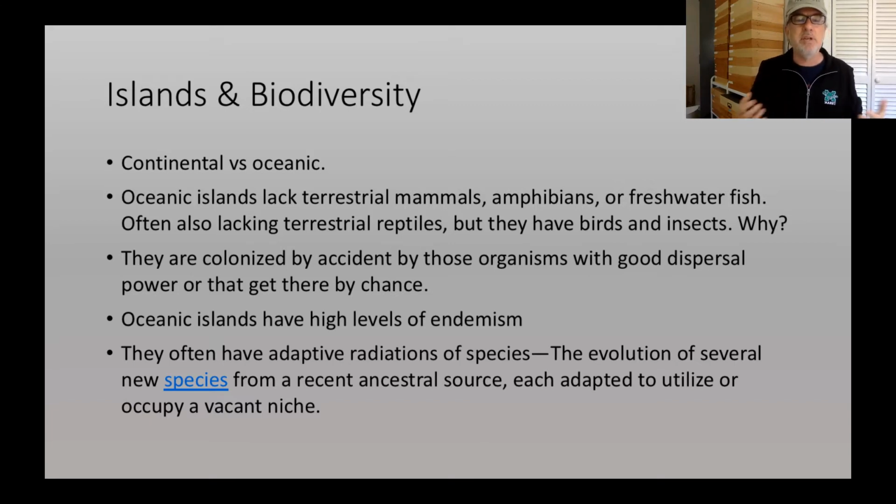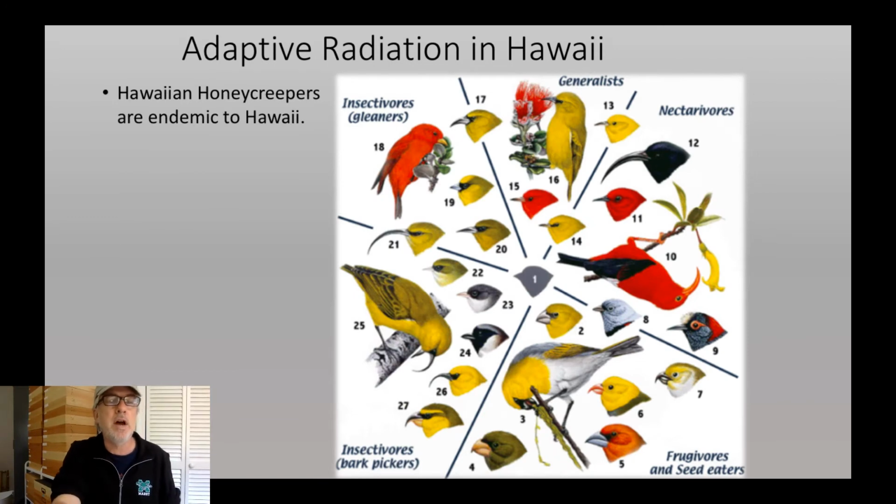And each one of these new species is adapted to utilize or occupy a vacant niche on this oceanic island. And I'm going to show you some examples of that. And here are the Hawaiian honeycreepers. They are endemic to Hawaii.